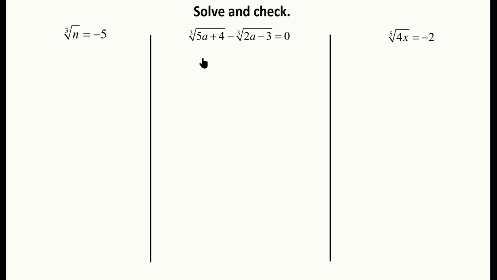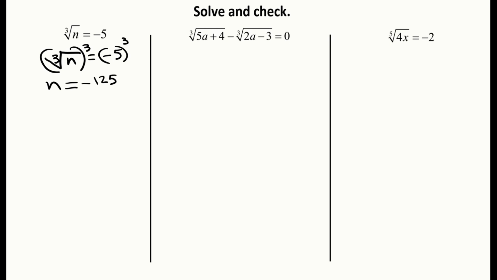Just wanted to take a look at a couple of problems with some higher level roots. Here are some cube root problems, and of course we handle them in exactly the same way, except since we're trying to get rid of a cube root to get to the n, we're going to cube both sides. That's the only difference. So we're going to get the cube root of n cubed equals quantity negative 5 cubed, and that's going to be n on the left side, and we get equals negative 125.